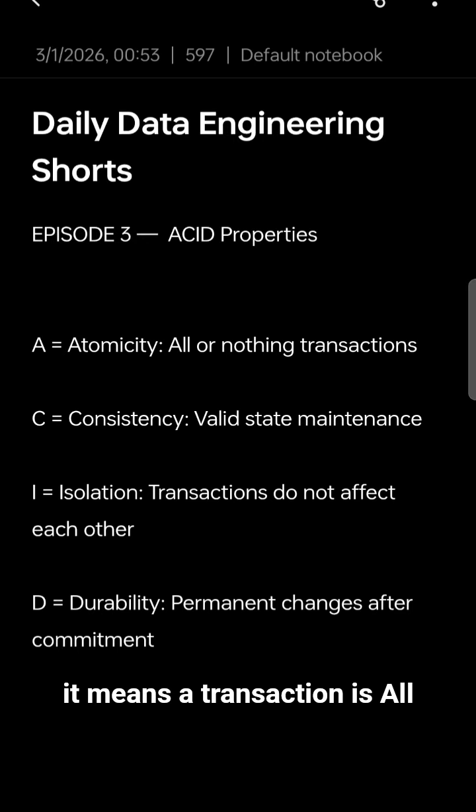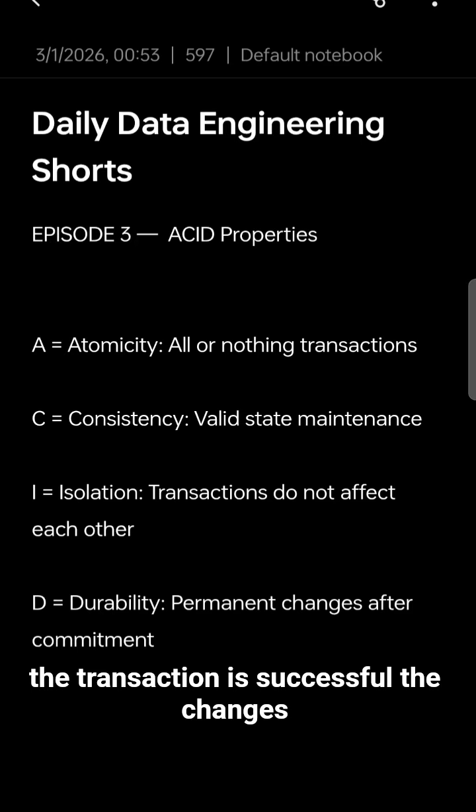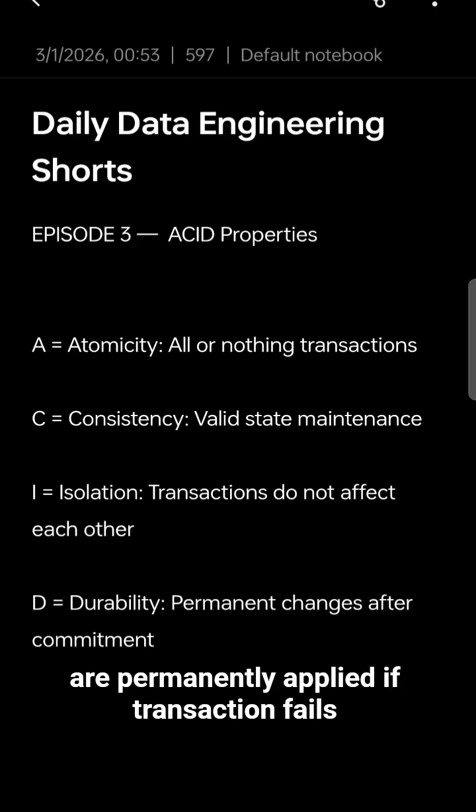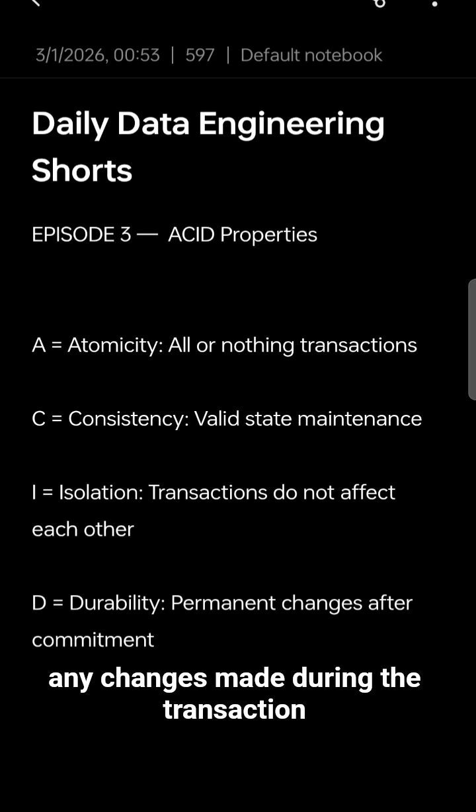If you talk about atomicity, it means a transaction is all or nothing. Either all its operations succeed or none are applied. If any part fails, the entire transaction is rolled back to keep the database consistent. If the transaction is successful, the changes are permanently applied. If the transaction fails, any changes made during the transaction are discarded.